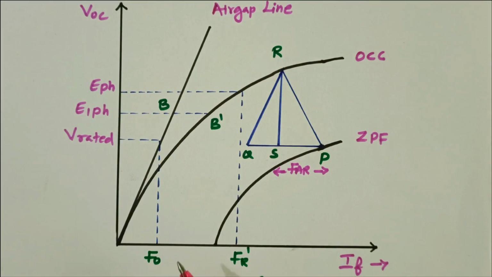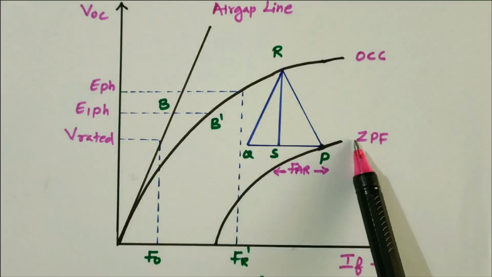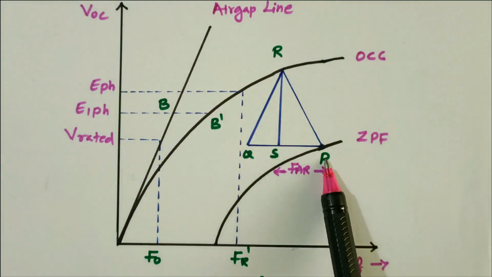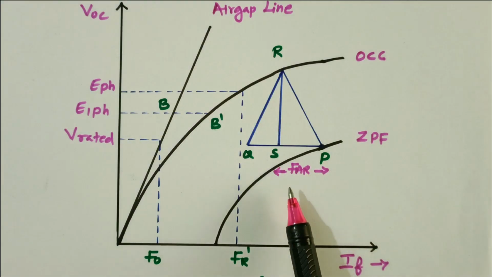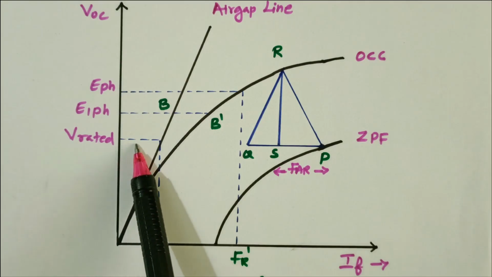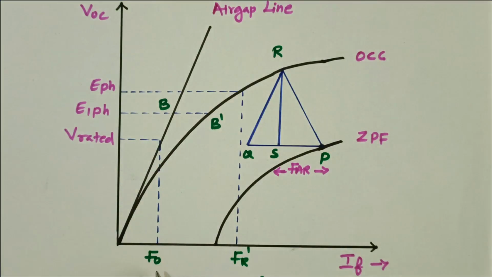So I will explain again. On the x-axis is the field current, on the y-axis the OCC. Draw the OCC curve, draw the ZPF curve, draw the Portier triangle PQR. In that, PS is nothing but FAR. Find the V rated using the formula. Draw the horizontal line. Where it cuts the air gap line, draw the vertical line. That will give F0.